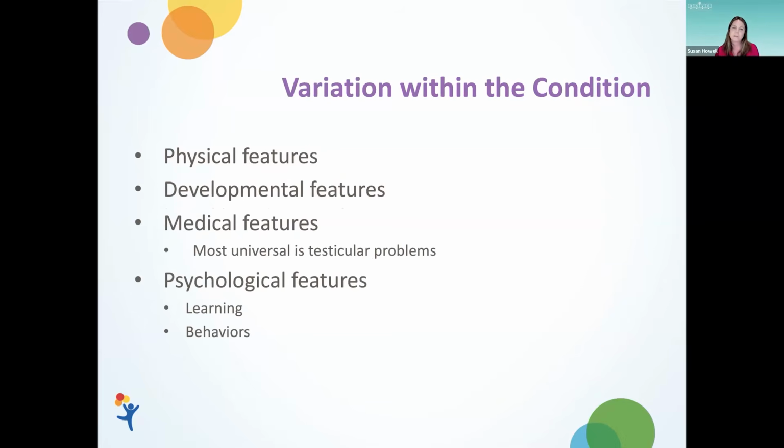We do see a lot of variations within this condition. So there are variable physical features that we can see, developmental features, and medical features. The most universal feature of 3XY is testicular problems and infertility, as well as testosterone deficiency. And then we can also see variable psychological features impacting learning as well as behavior.